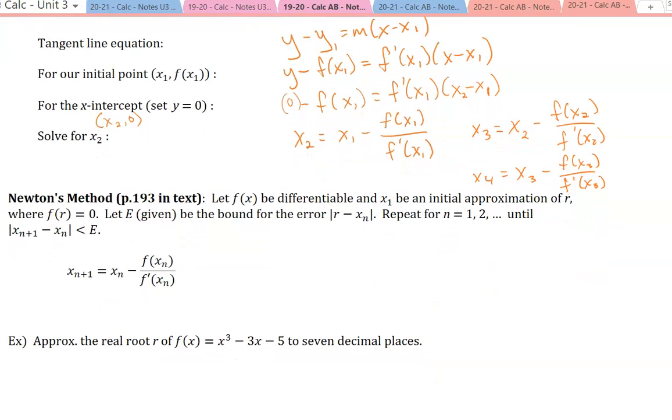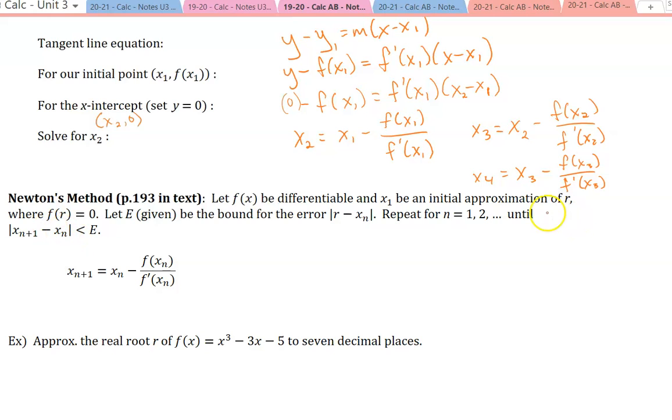So this right here is just the generic form of how we would write that, okay? So if we have a function, and now this only applies if the function is differentiable, but you won't be asked to use this on a function that's not differentiable because it doesn't apply, all right? And then x sub 1 is our initial approximation of r.